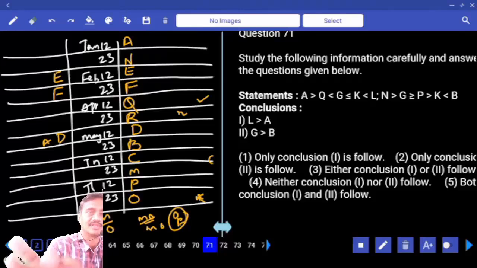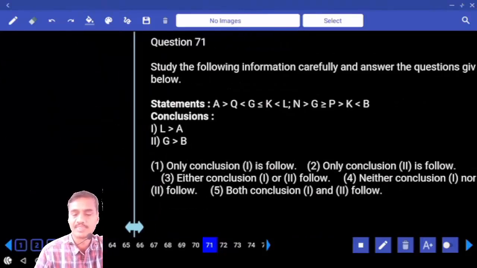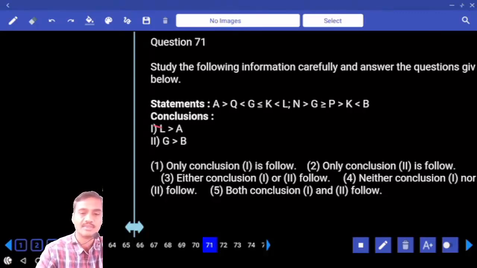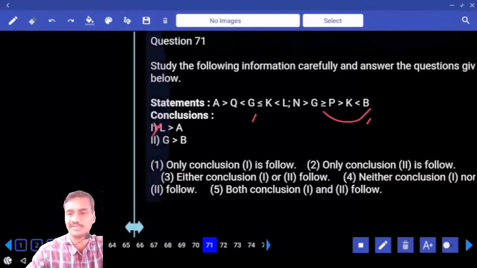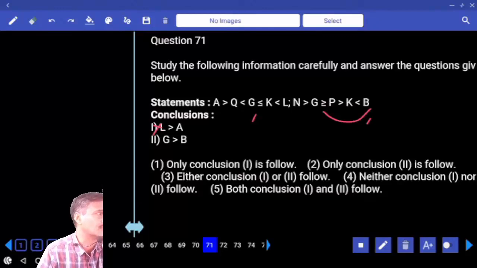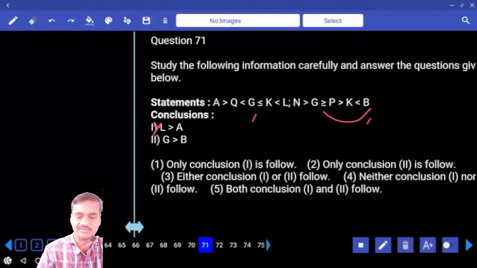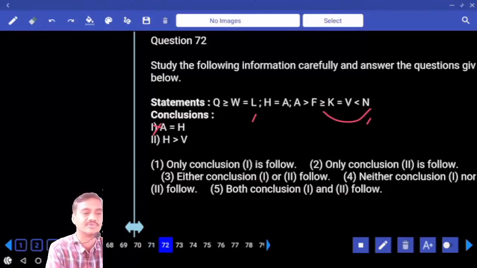Clear? Then 71 onwards, they are based on inequalities. The relation between L and A: L is here, A is here, 2 opposite symbols, so no relation. And G and B, G is here, B is here, 2 opposite symbols, so no relation. Hence, what is your answer? Neither one nor 2. Choice for question number 71.